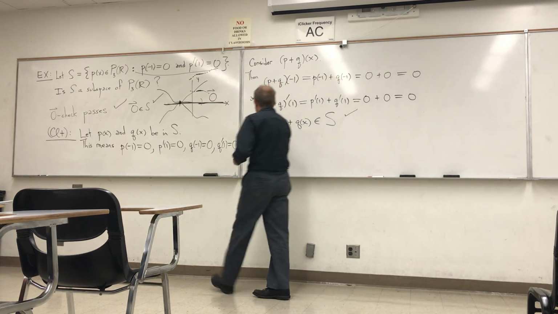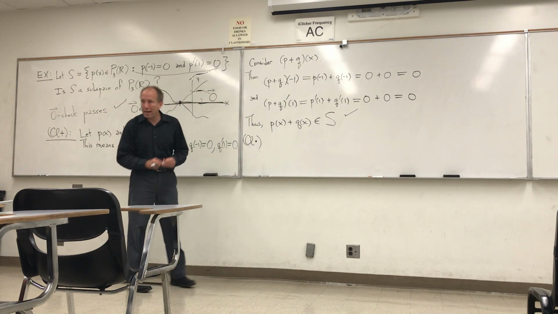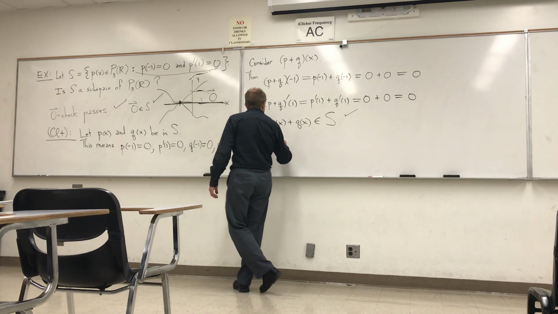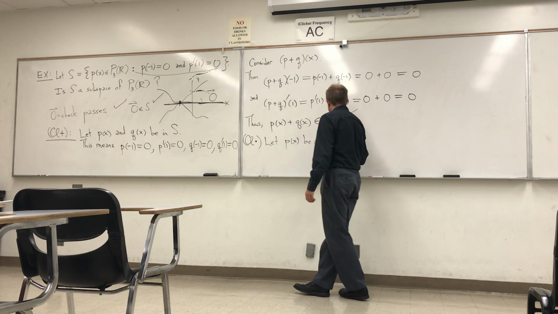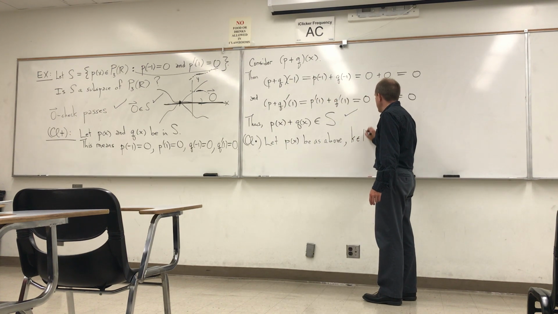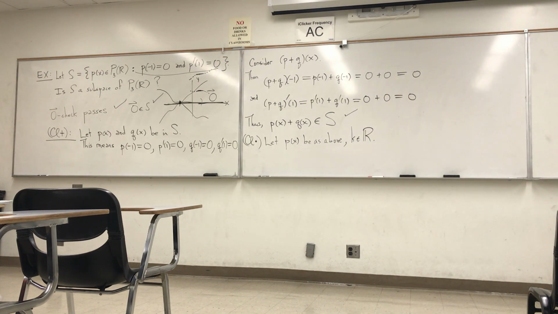Scalar multiplication, exactly. So closure under scalar multiplication. How do you want me to start writing that one down? Let P of x be as above, great. And what else? K is a constant, I'll just call it a real number. So K is an element of the real number set. So yeah, we could just write it exactly like that.